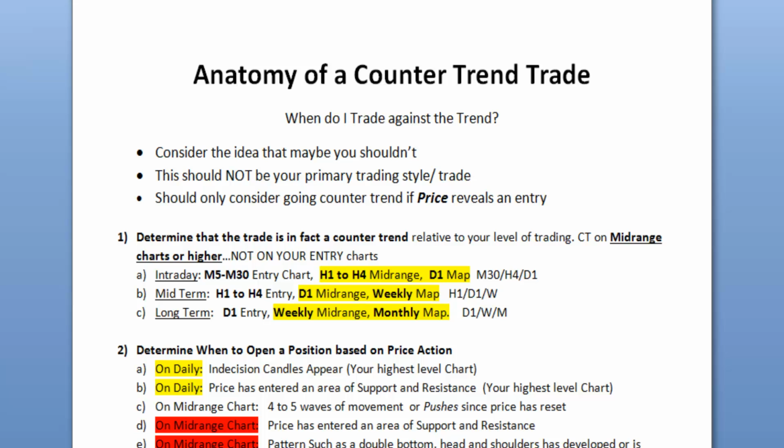Let me show you what I mean, because I really think it's important for people to consider 3 levels when they're trading. What I mean by that is you should have 3 charts open, different time frames, when you're determining to enter a trade. Let me show you an example.